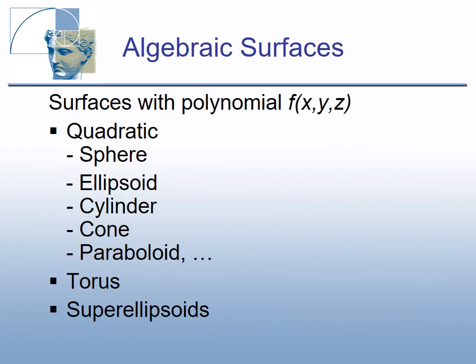Surfaces with polynomial functions are called algebraic surfaces. For the polynomials of degree 2, these surfaces are called quadratic. Well-known quadratic surfaces are sphere, ellipsoid, cylinder, cone, paraboloid, and others. Widely used in computer graphics, surfaces with high degree polynomials are torus and superellipsoids.